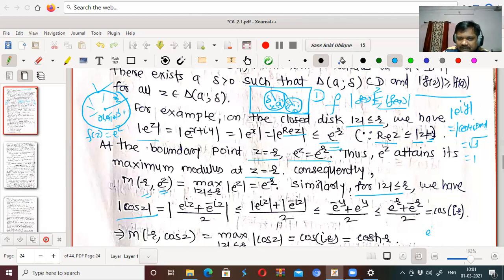e to the power iz is nothing but e to the power i into x plus iy, which is equal to e to the power ix minus i square y. I square is minus 1, so we get e to the power ix minus y. If we take the modulus of this, we get mod of e to the power ix into mod of e to the power minus y. But mod of e to the power ix is 1, and so we get only mod of e to the power minus y.